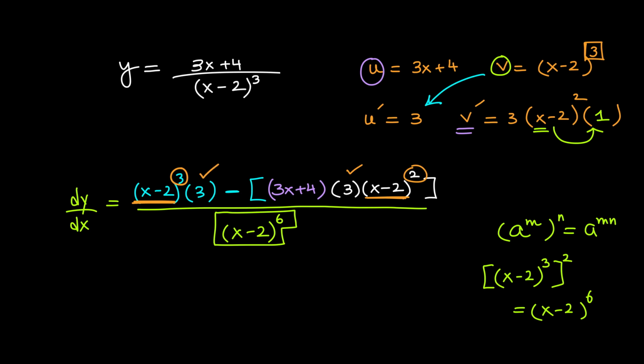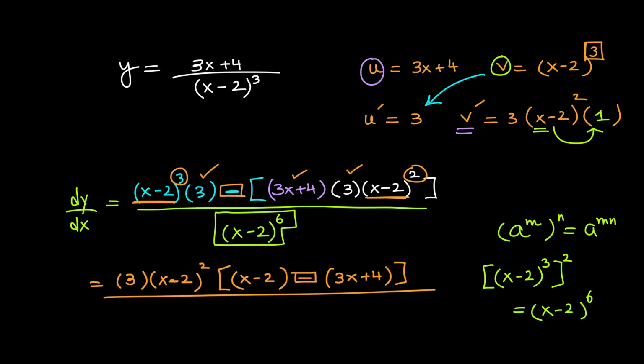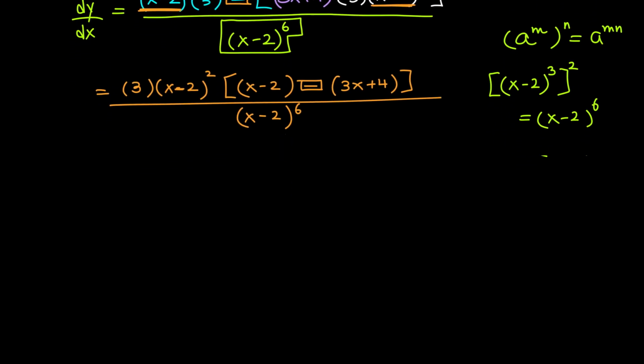There is a constant 3. So in the numerator, I'm taking 3 common. x minus 2 whole squared common. What is left on the inside? First, only x minus 2 is left. This minus is part of the quotient rule formula. And we are left with 3x plus 4 over here. What is in the denominator? That is x minus 2 raised to the power of 6. Now, more simplification is needed. So therefore, there is 3 and x minus 2 whole squared.